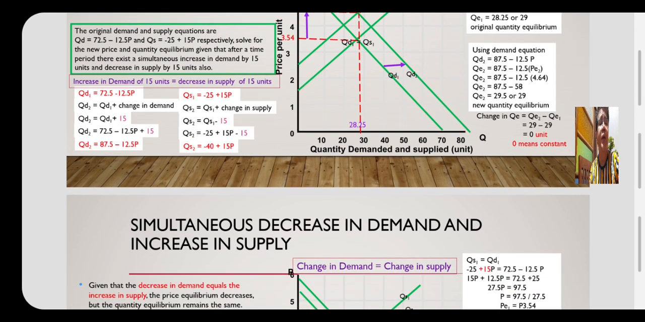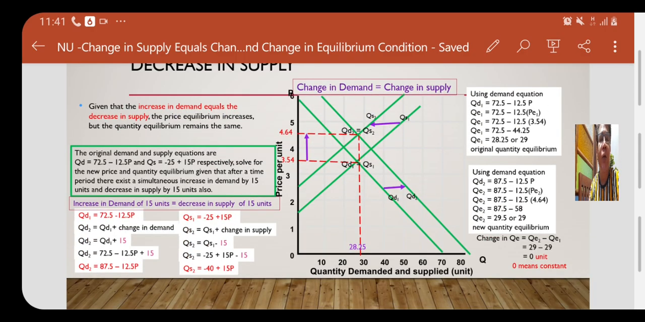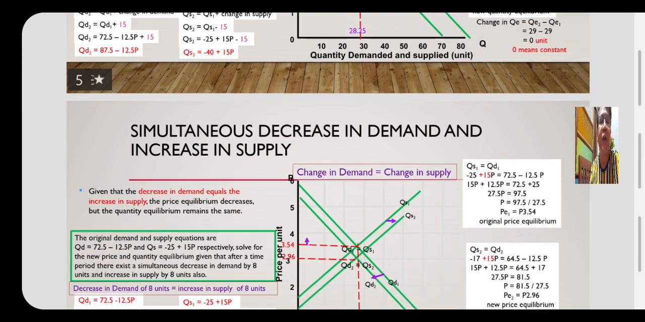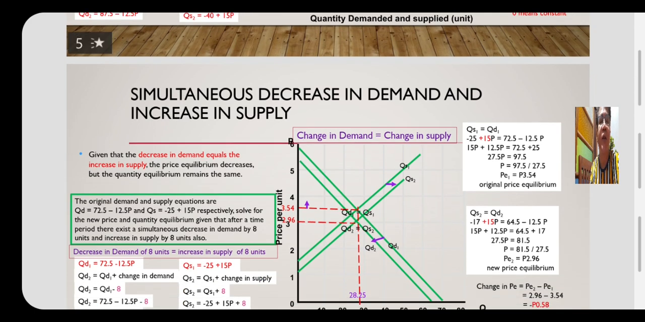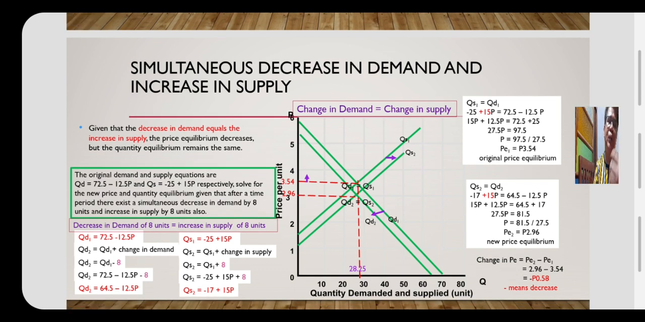So next is another market situation, but specifically the decrease in demand equals the increase in supply. Earlier it was increase in demand equals decrease in supply, but this time decrease in demand equals increase in supply. So just the same procedure as what we have done in the previous slides.